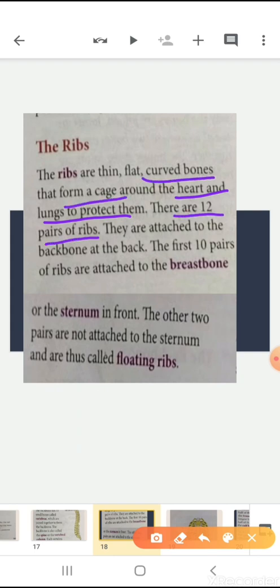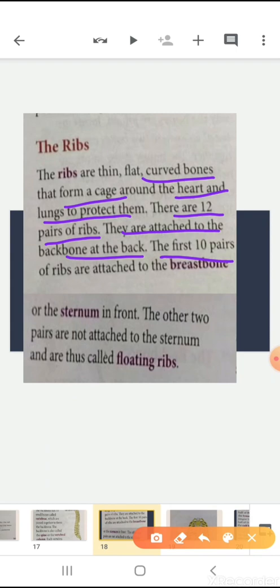There are 12 pairs of ribs. They are attached to the backbone at the back.